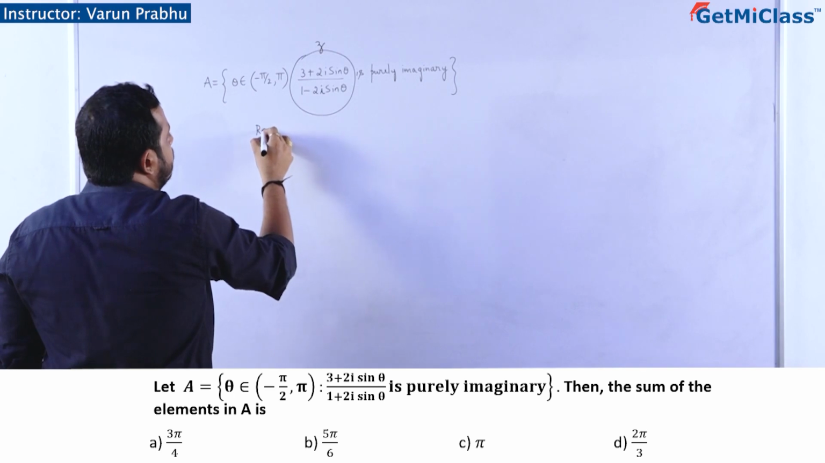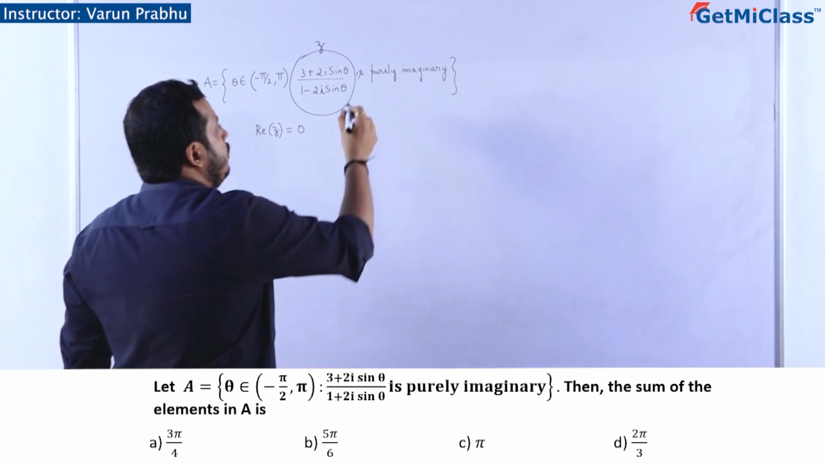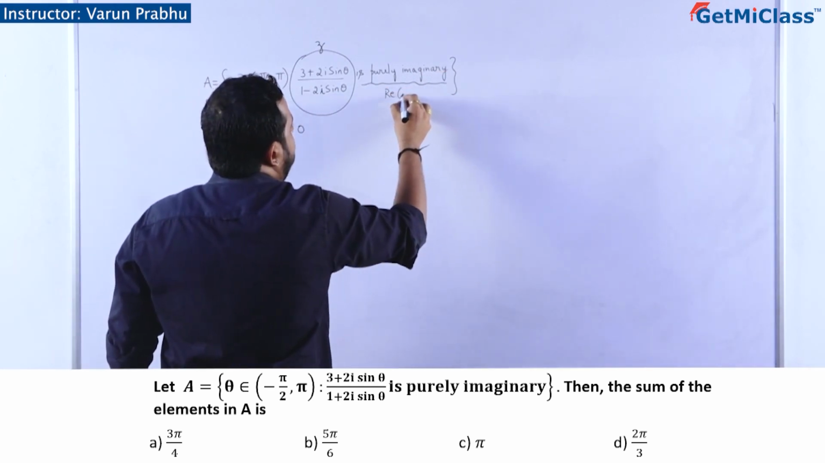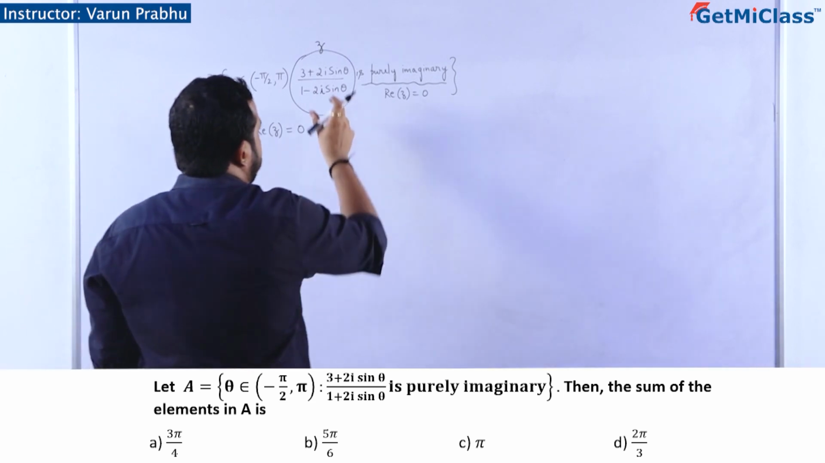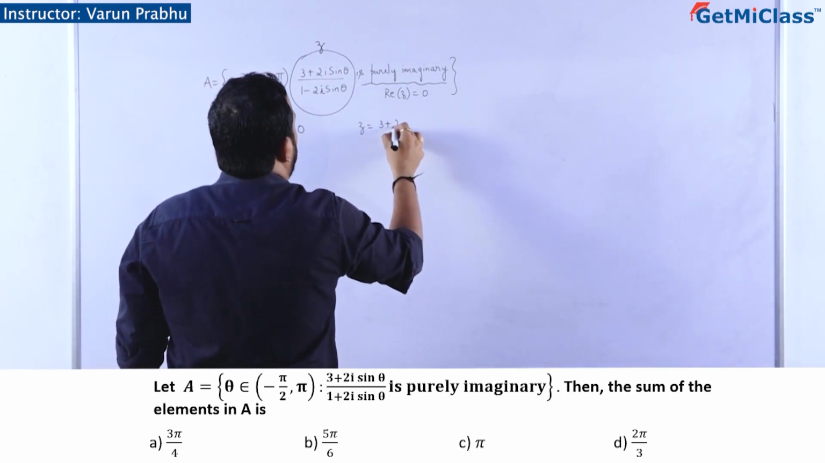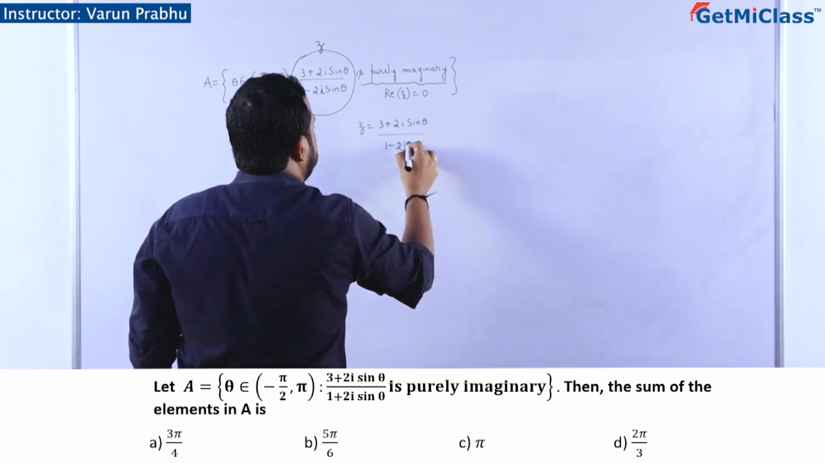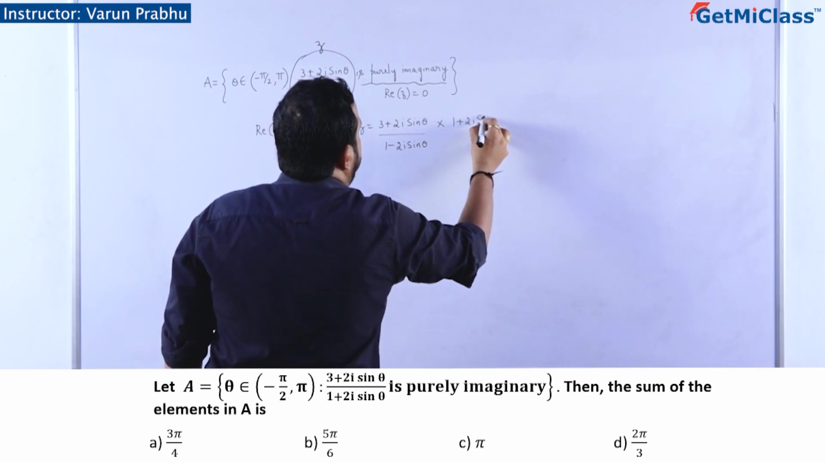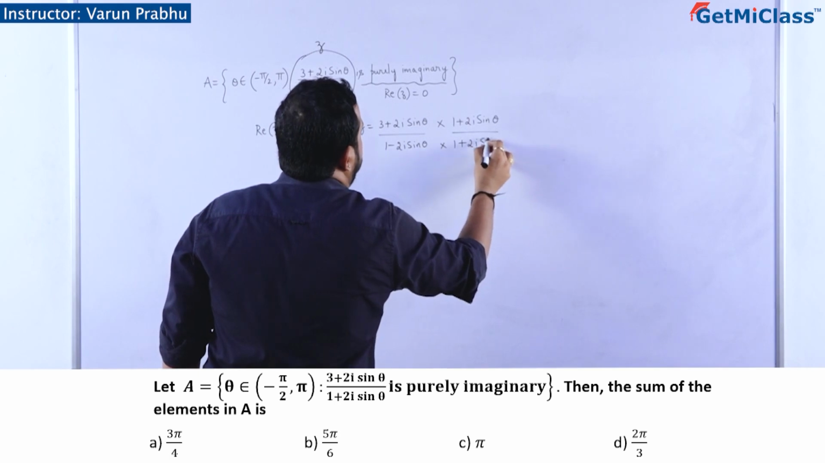Purely imaginary means real part of Z should be equal to 0. Correct or not? What's the meaning of the word purely imaginary? Real part of that particular complex number should be equal to 0. So I can say Z is equal to 3 plus 2i sin theta divided by 1 minus 2i sin theta, multiplied by 1 plus 2i sin theta. Iota cannot occupy the denominator. 1 plus 2i sin theta.